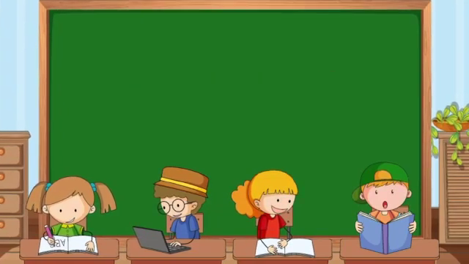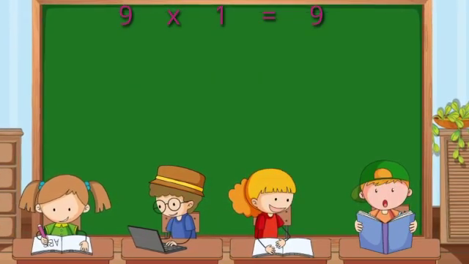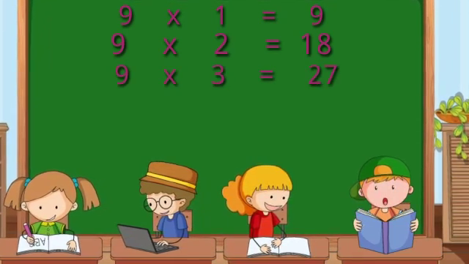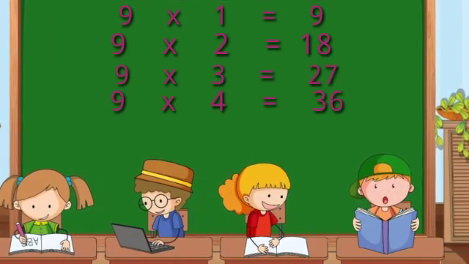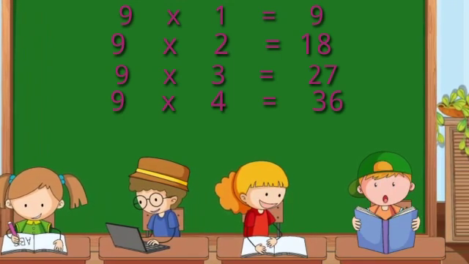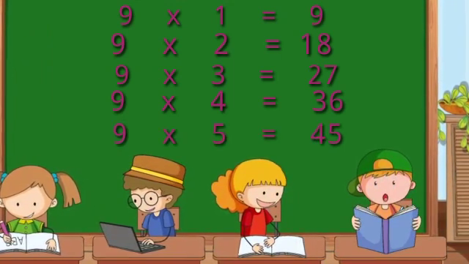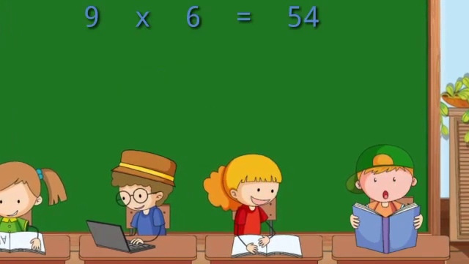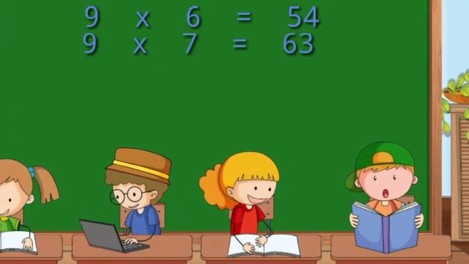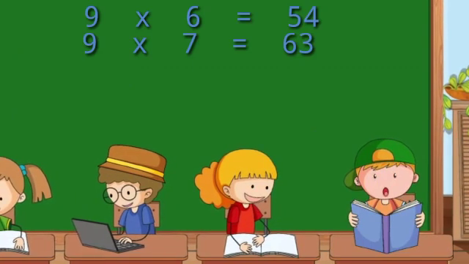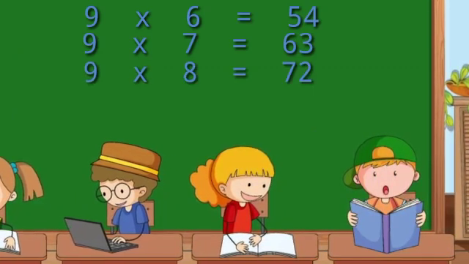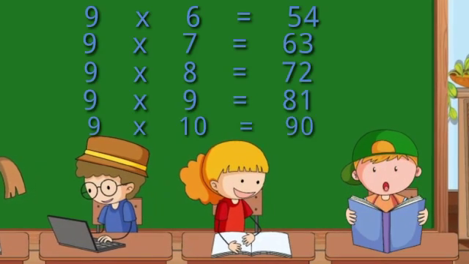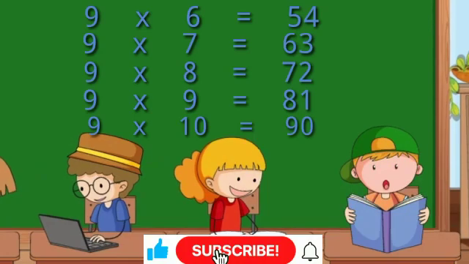Learn table of 9. 9 ones are 9, 9 twos are 18, 9 threes are 27, 9 fours are 36, 9 fives are 45, 9 sixes are 54, 9 sevens are 63, 9 eights are 72, 9 nines are 81, 9 tens are 90.